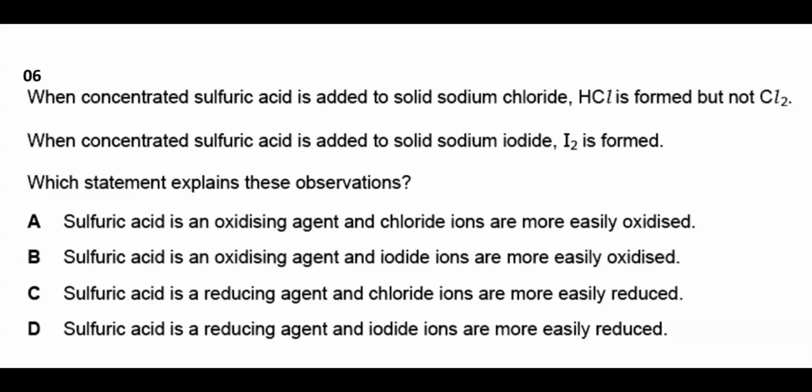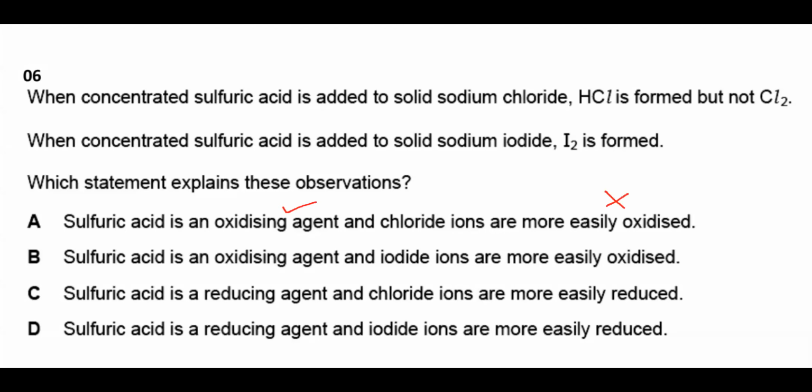Next, when concentrated sulfuric acid is added to sodium chloride, HCl is formed but not Cl2. When concentrated sulfuric acid is added to sodium iodide, iodine is formed. Which statement explains these observations? A. Sulfuric acid is an oxidizing agent and chloride ions are more easily oxidized. Chloride ions are not more easily oxidized. Sulfuric acid is an oxidizing agent. ये सही है. एक part सही है. Chloride ions are not easily oxidized.